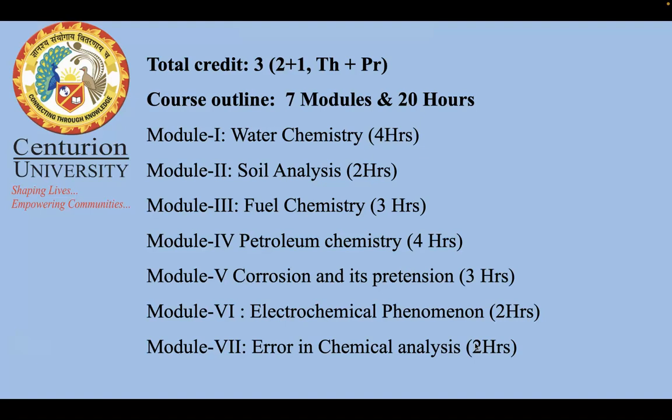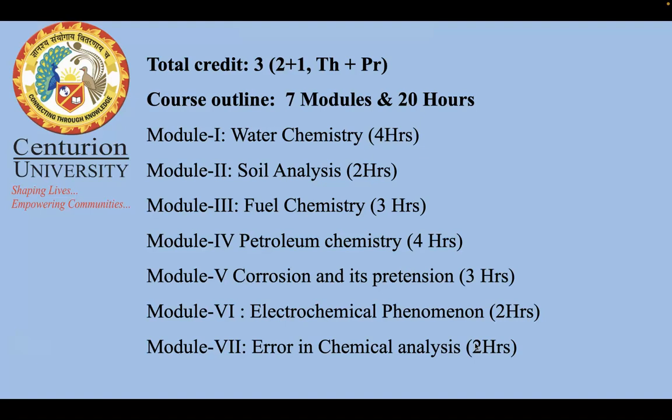So the first module will be water analysis or water chemistry, the second is soil analysis, the third module is based on fuel chemistry, the fourth module is petrochemical or petroleum chemistry, the fifth module is corrosion and its prevention, the sixth module is electrochemical phenomena, and the seventh module is errors in chemical analysis. In all these modules we'll be explaining the basics of the analytical chemistry tools required for water analysis, soil analysis, fuel analysis and petrochemical analysis, and how corrosion affects the basic structure and how to prevent it.